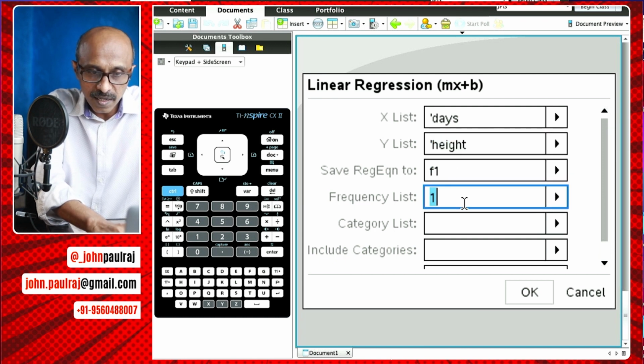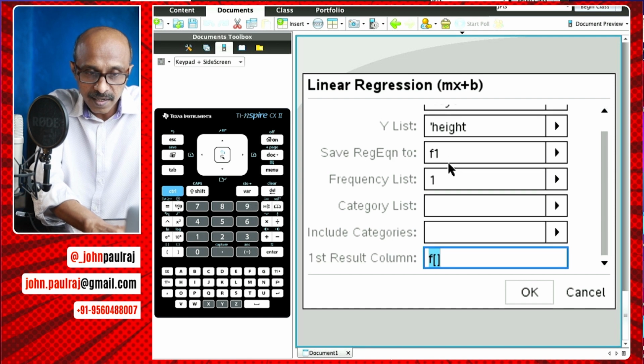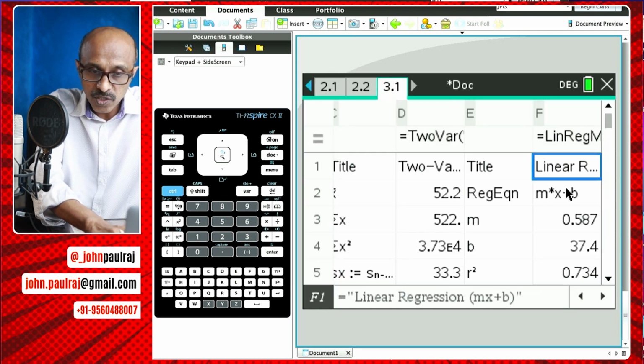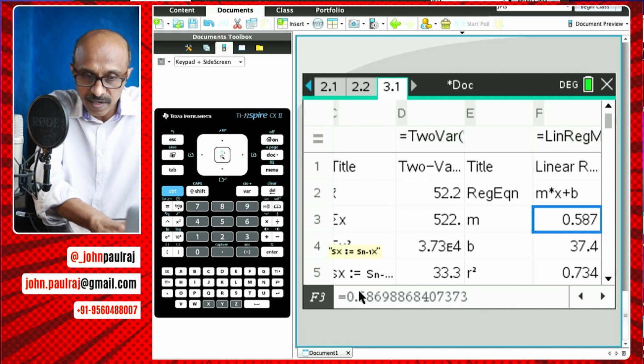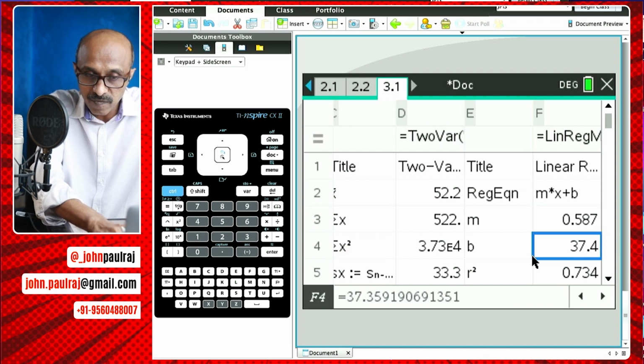Frequency list can be 1, but it is important to save the regression equation. And then the first column should be E. I already explained why. Hit OK, and there you got it. So the regression equation of the form mx plus b: the m, go to that cell and you can check what that value is. B, you can see what the value is.